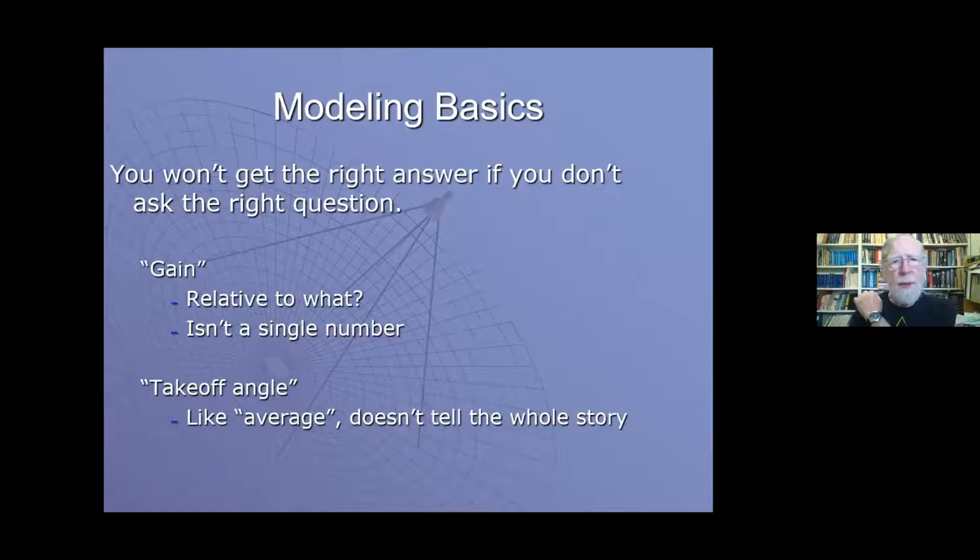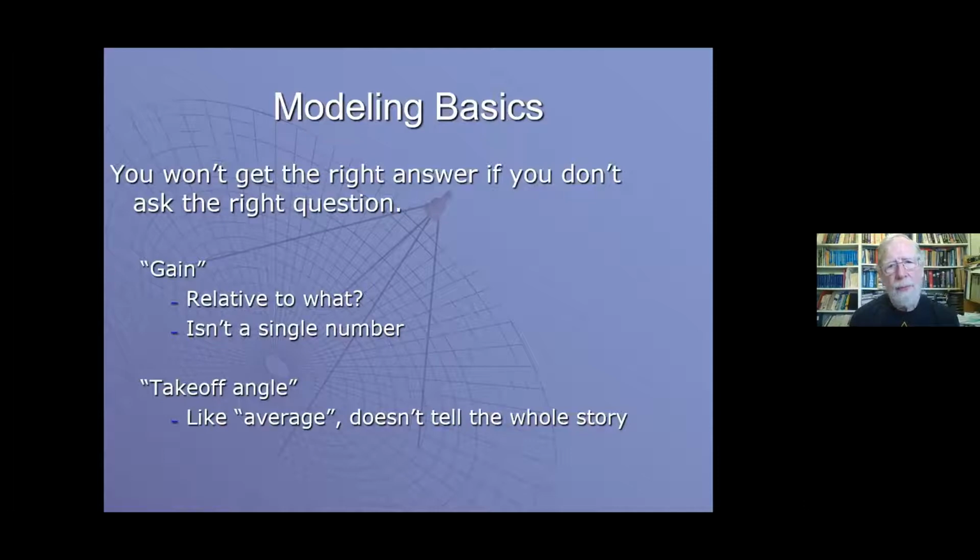And you won't ever get the right answer if you don't ask the right question. For example, gain, a term is used an awful lot. Gain is really a ratio of 2 numbers. And you say a gain of 3 dB, and that's only half the answer. The answer also requires knowing relative to what. And not only that, but the gain of an antenna is different for every direction, and that's in 3 dimensions.